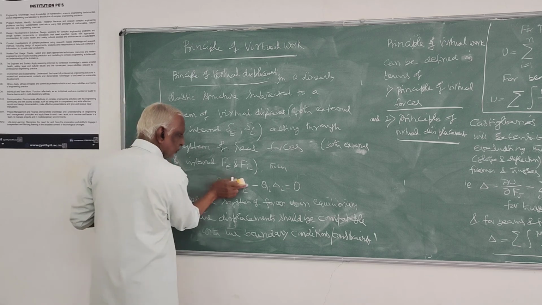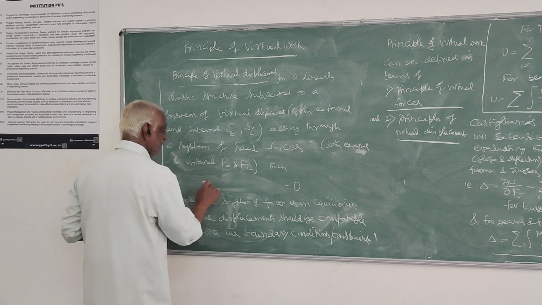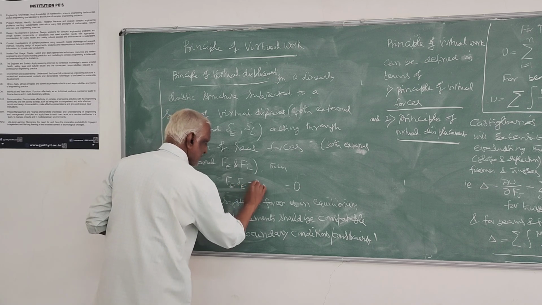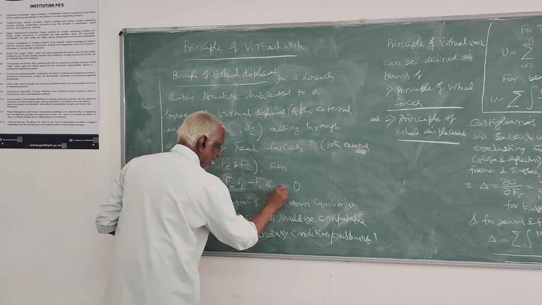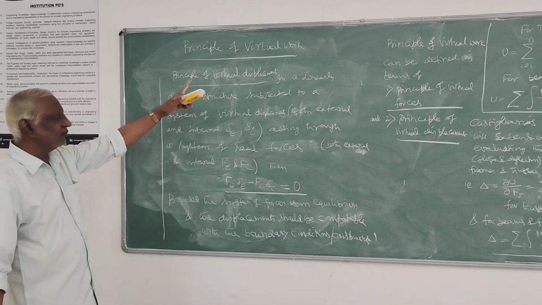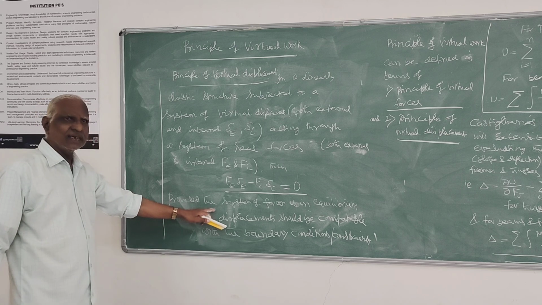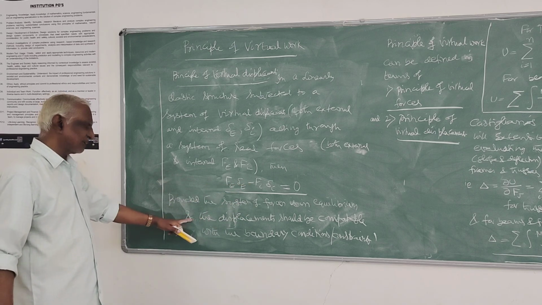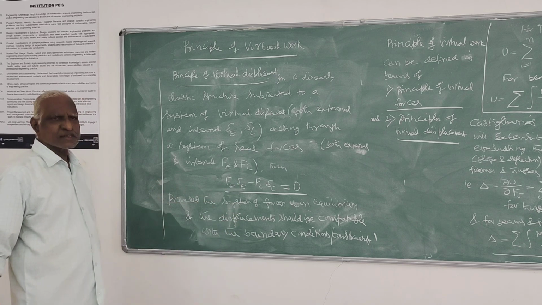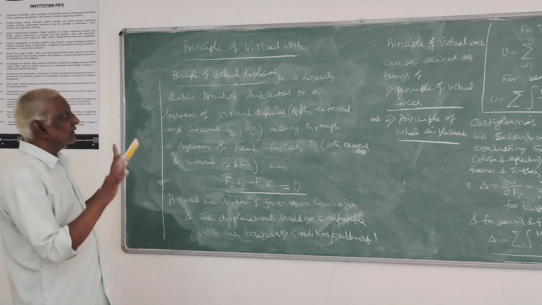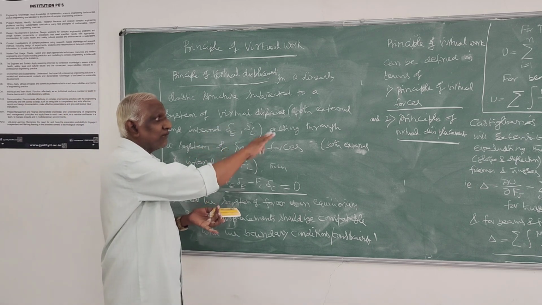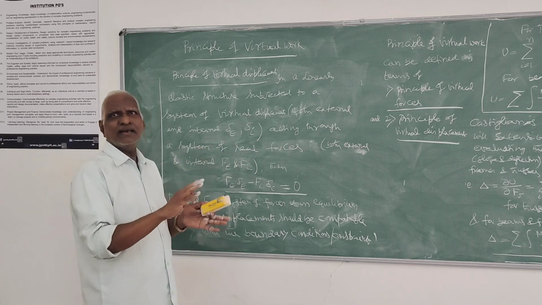Then you have this: Fe delta E minus Fi delta I is equal to 0. This is the principle of virtual displacement, provided the system of forces is in equilibrium and the displacements are compatible with respect to constraints. So this is about the principle of virtual work. Again, virtual work means the principle of virtual force and virtual displacement.